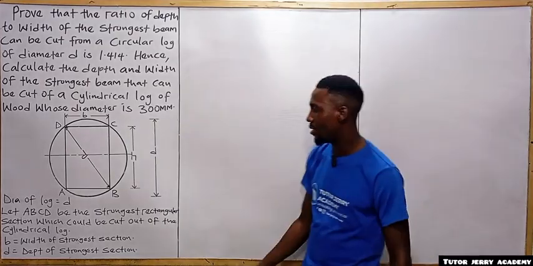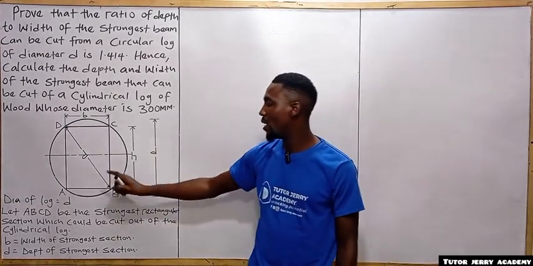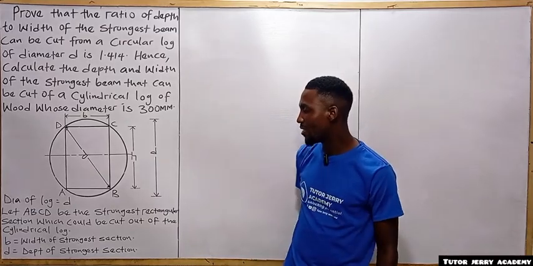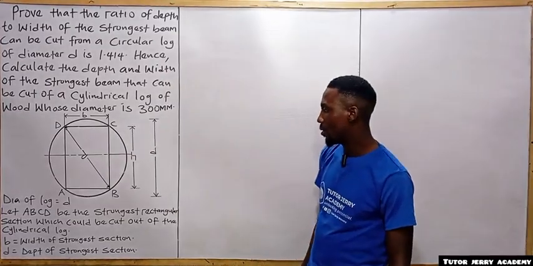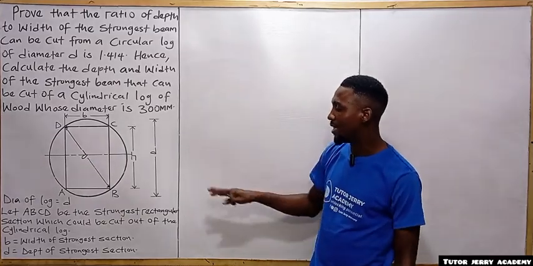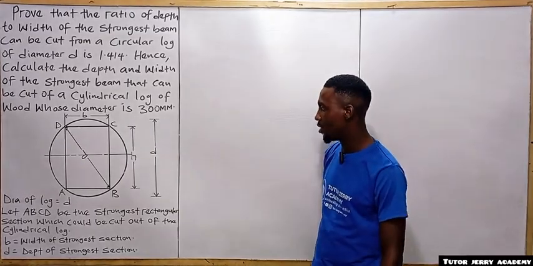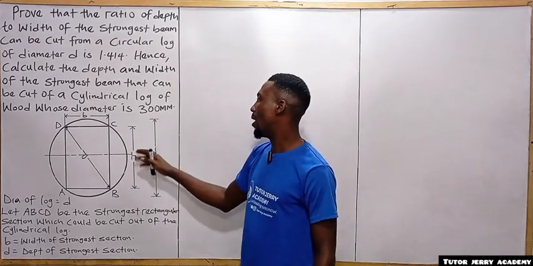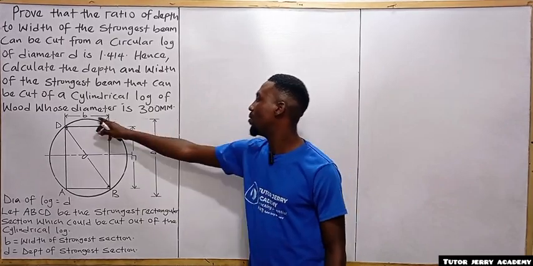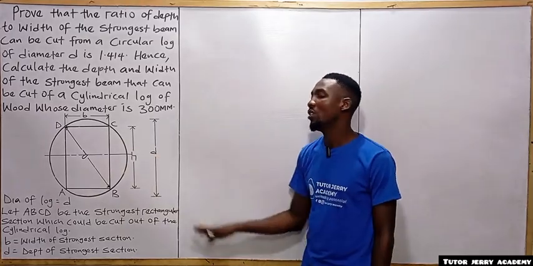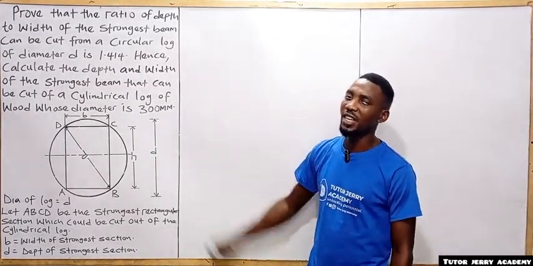If you look at this, the diameter of the log is d, and we assume rectangle ABCD to be the strongest rectangular section which could be cut out of the cylindrical log. We said b should be the width of the strongest section, and the depth of the strongest section is h. From the diagram, the depth of the circular part is d. So this question is concentrated on the rectangular section, which is the strongest section.